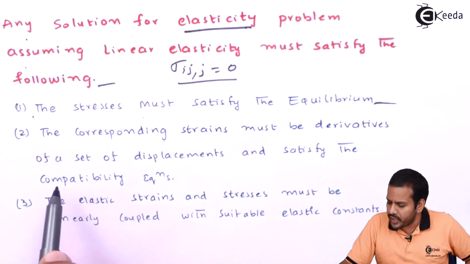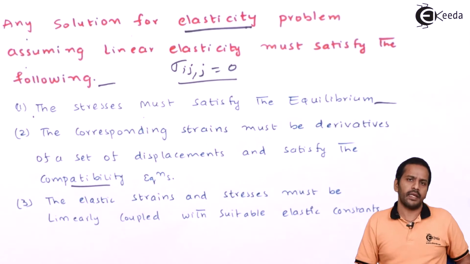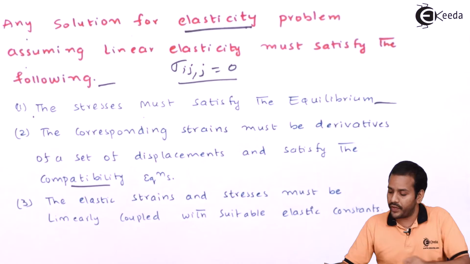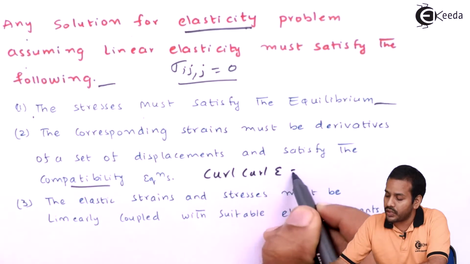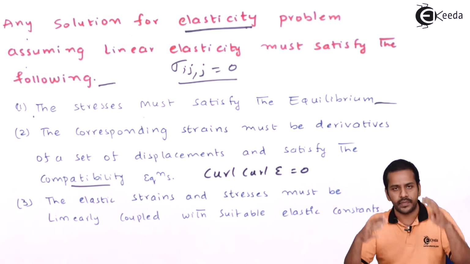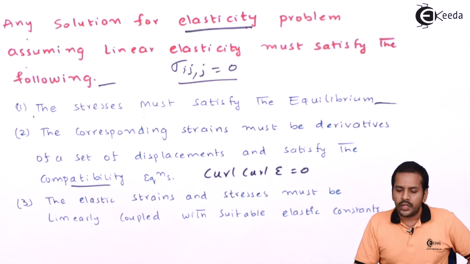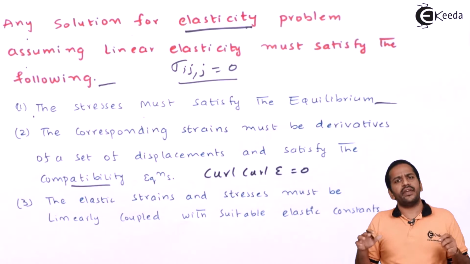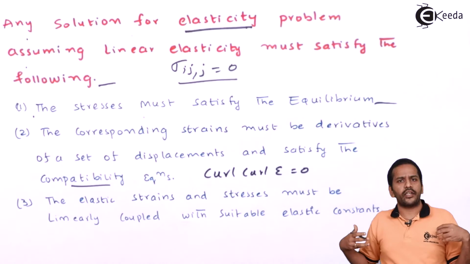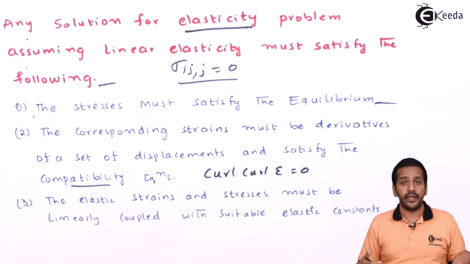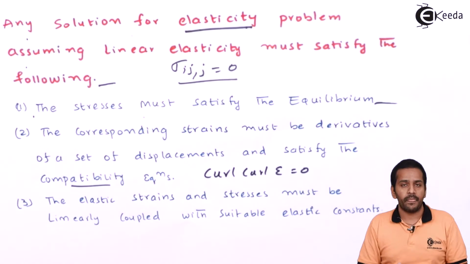There is something called compatibility equations which I didn't cover. The compatibility equation says that there is a set of six equations which can be comprised of curl epsilon equal to 0. So we will get 6 equations. These are the compatibility equations. Since we basically have 3 displacements, if the 3 displacements are given, we can calculate 6 strains. We have 6 independent strains, 3 normal strains and 3 shear strains, but they are given 3 displacement maps.